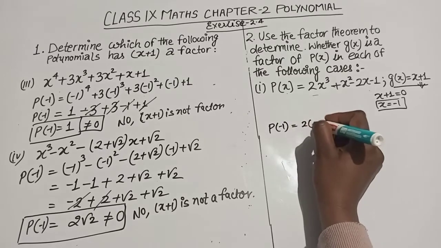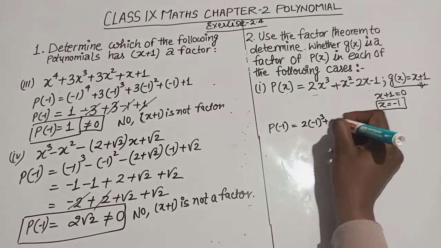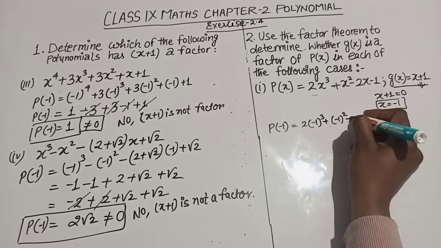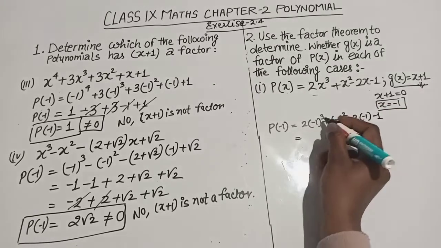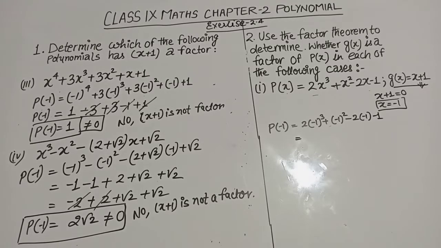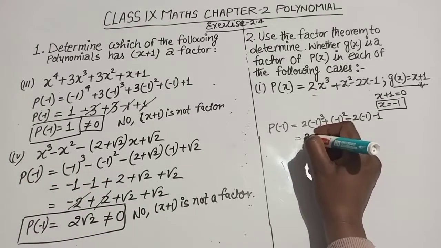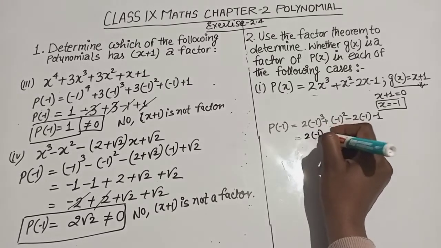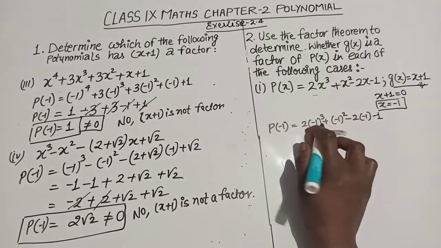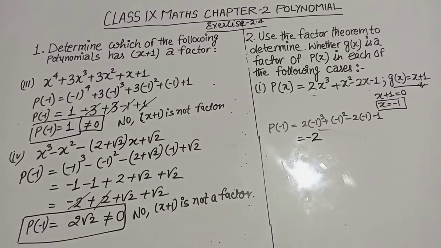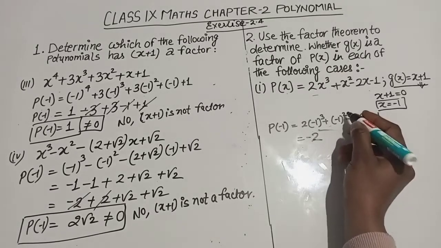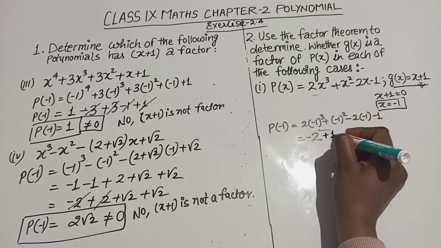So put here minus 1: 2 times (minus 1) cube plus (minus 1) square minus 2 into minus 1 minus 1. A minus with an odd power is always minus. You will write here the power of this is minus 2. Here the power is even, so it will be plus.